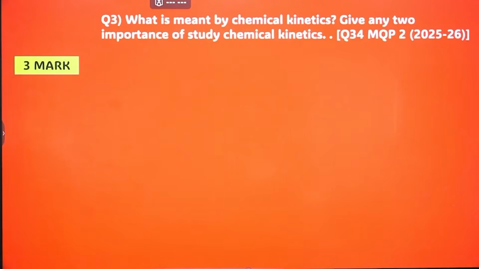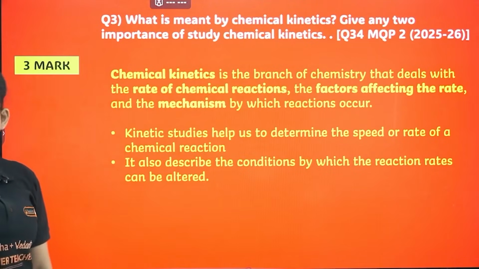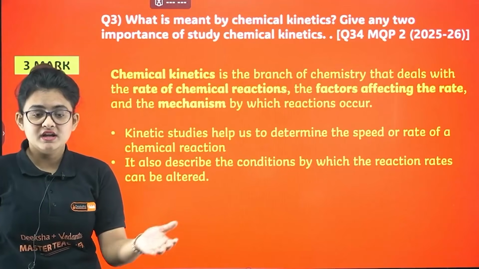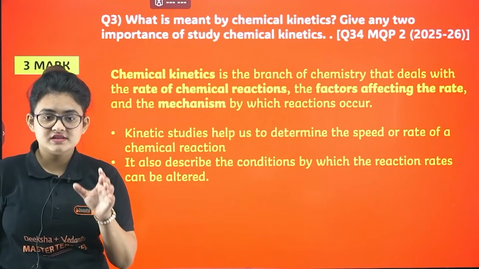Let's proceed. What is meant by chemical kinetics? Give any two importance. Chemical kinetics is basically a branch of chemistry that deals with the rate of a chemical reaction, and definitely the different factors that affect the rate.